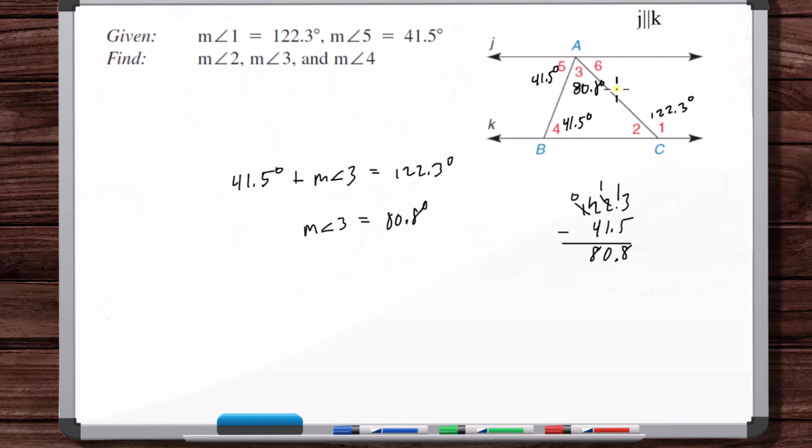Okay, let's see. 180, straight angle here, 180 minus 122.3. So $57.7, and then we have opposite interior angles here. So we've got measure of angle 2, measure of angle 3, and the measure of angle 4.